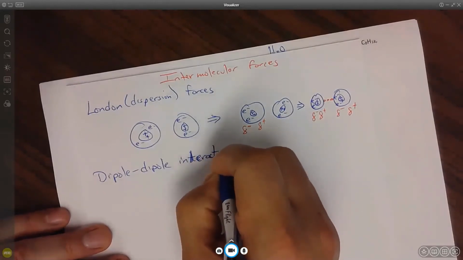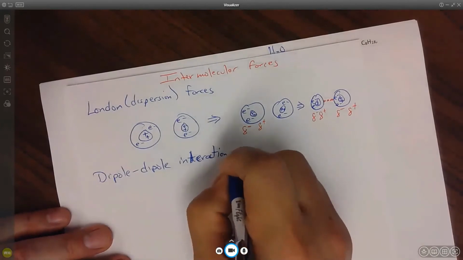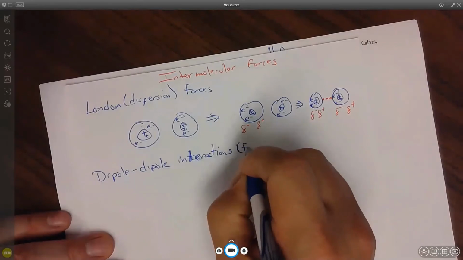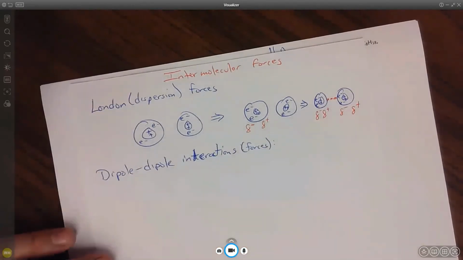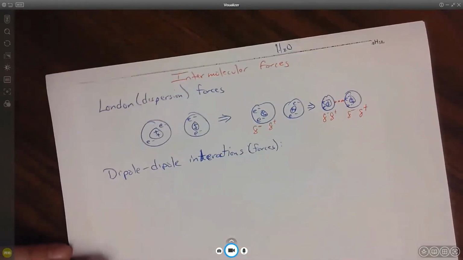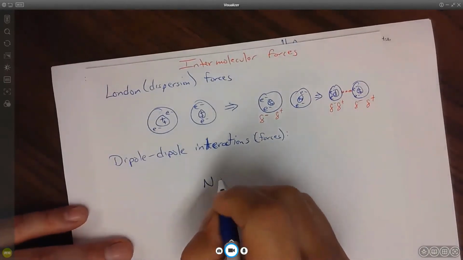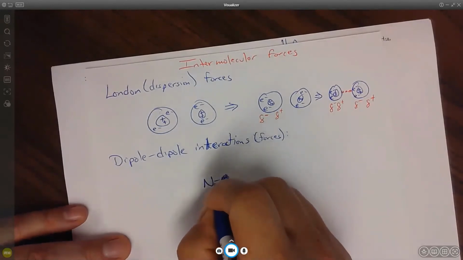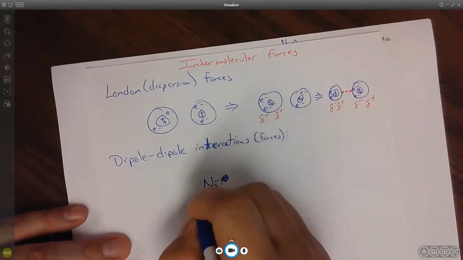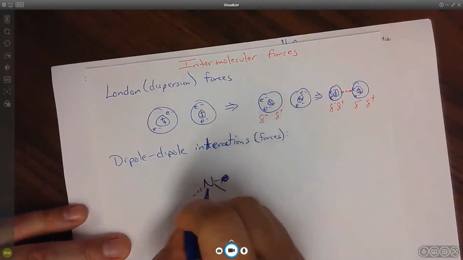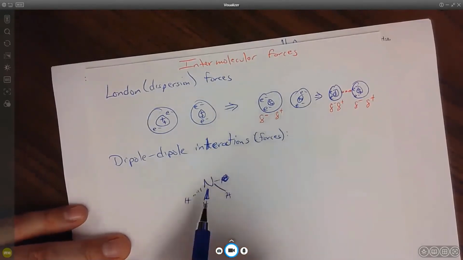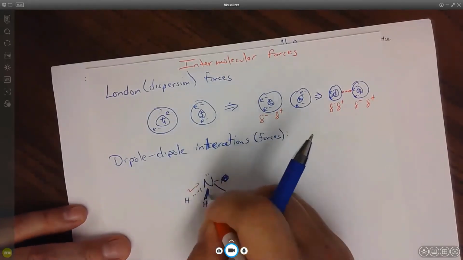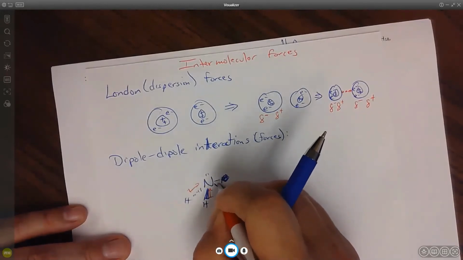Okay, can't spell. Wow, that's interactions, okay? Or dipole-dipole forces, right? So now if you have a polar molecule, so let's say we have ammonia. So ammonia is a trigonal pyramidal molecule. And so it has hydrogens, it has a lone pair up here. And of course, the dipole moments are all pointing towards the nitrogen.